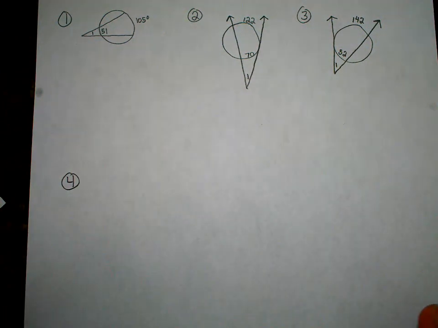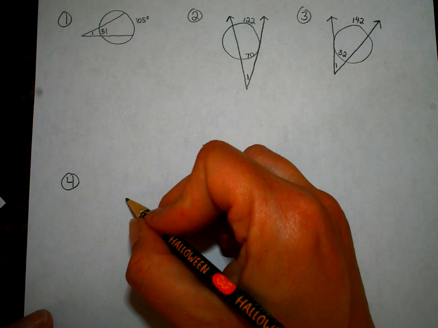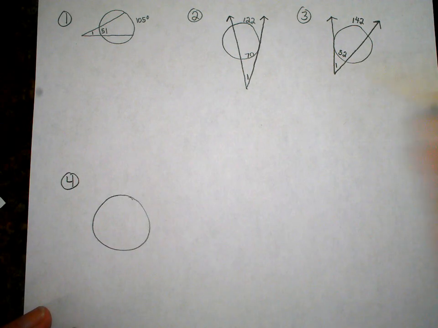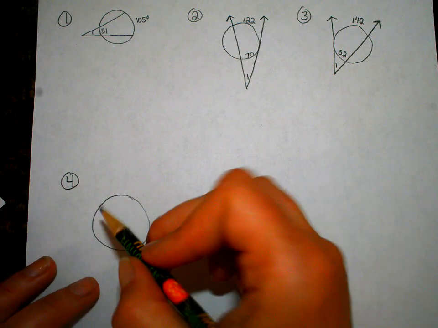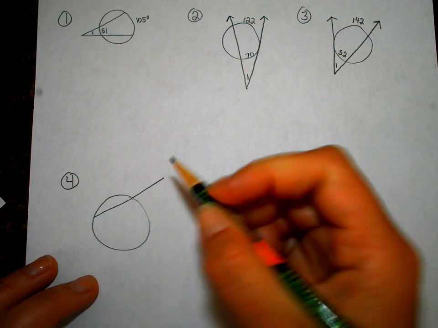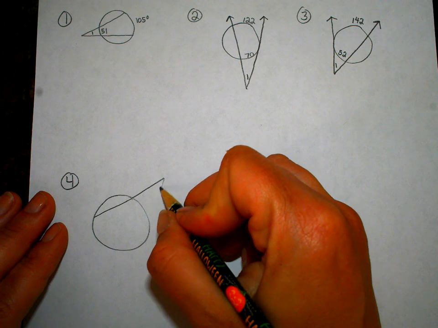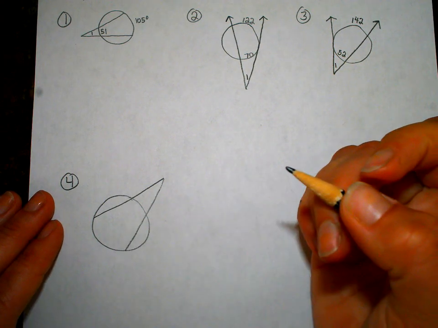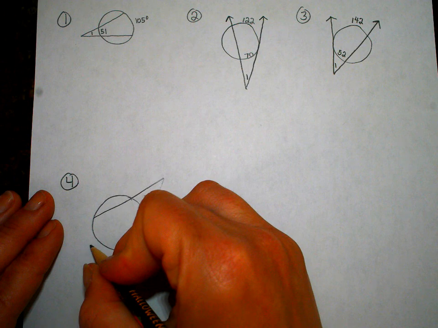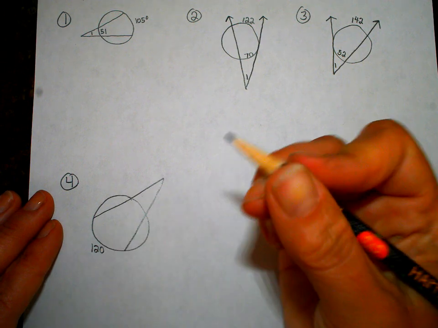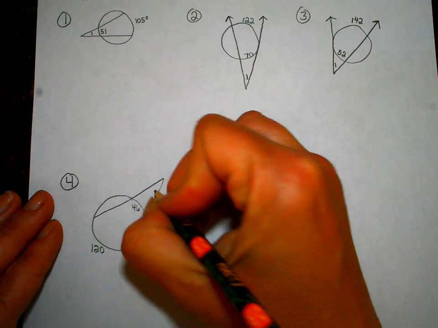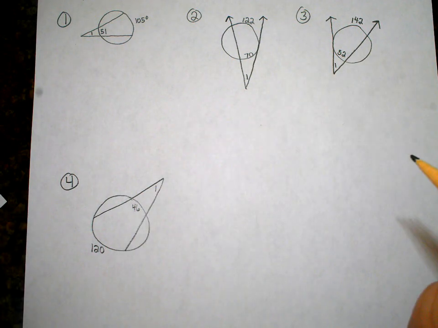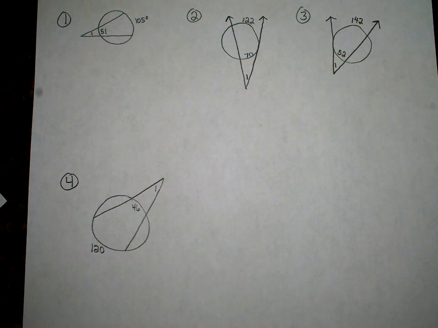Number 4 looks like this. Here's your circle. I have 2 lines, and I'm going to do right here is 120. This is 46 degrees. Find the measure of angle 1. How easy are these? 1 through 4 is super simple. 5 and 6, you have to do a little bit of work, but it's still really easy. Okay?